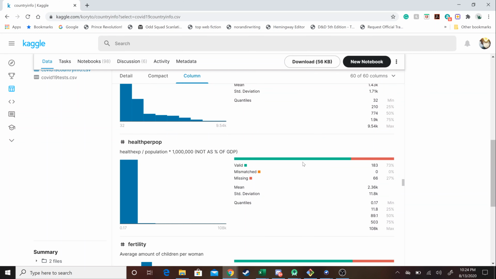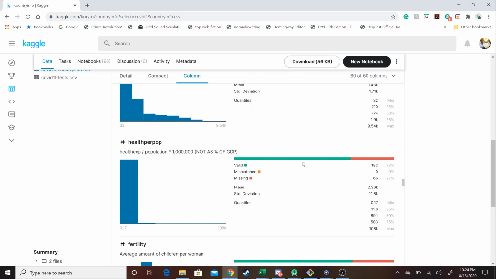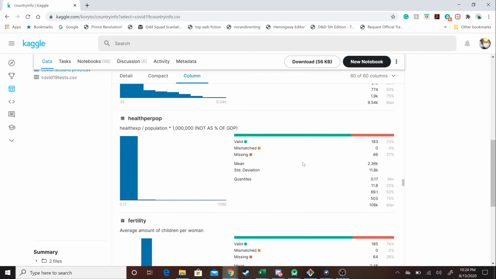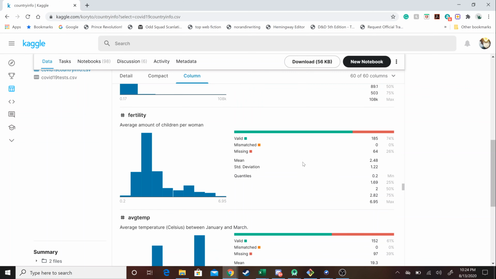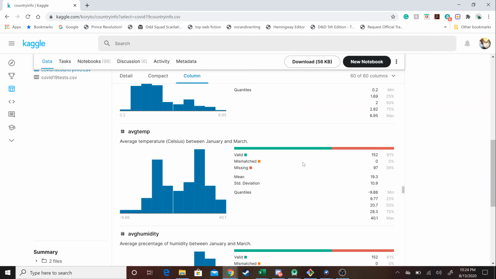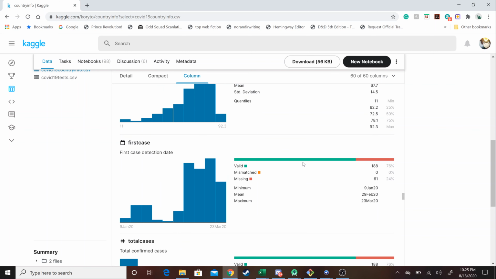The health expenses divided by the population times that, not as percentages of GDP. Average rate of fertility or amount of children per woman. The average temp in the country. The average humidity in the country. The first date that the virus was detected.